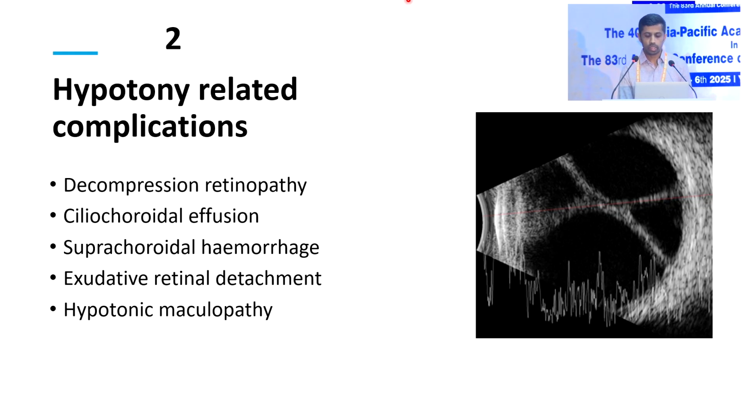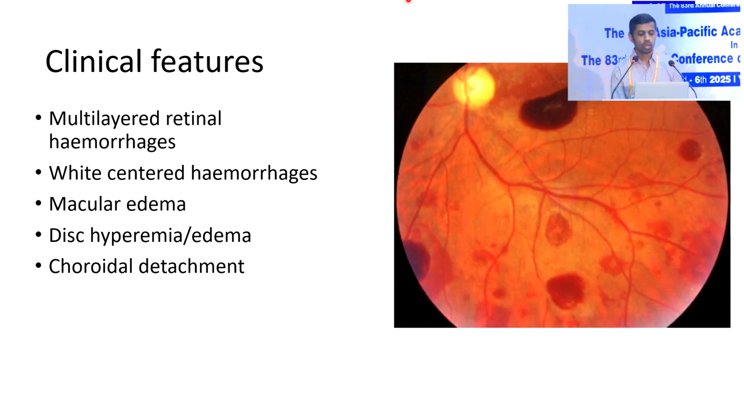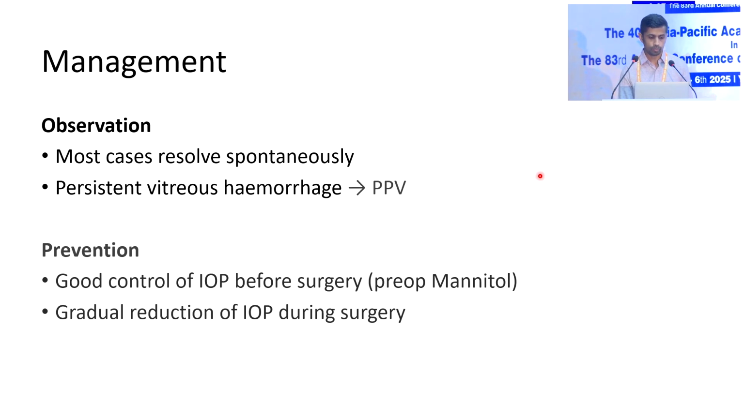Coming on to hypotony related complications, first of all, decompression retinopathy. It refers to optic nerve and retinal changes secondary to an iatrogenic sudden decrease in IOP. Trabeculectomy is the most common cause. Other surgeries which can cause decompression retinopathy include tube surgeries, AC paracentesis, and laser PI in a patient who has very high IOP. Clinically, we can see the patient having multilayered retinal hemorrhages, white-centered hemorrhages, and the presence of macular edema and disc hyperemia or edema, and rarely it can be associated with choroidal detachment.